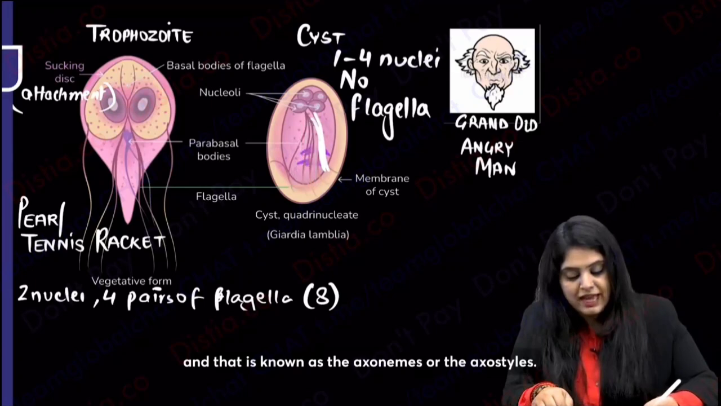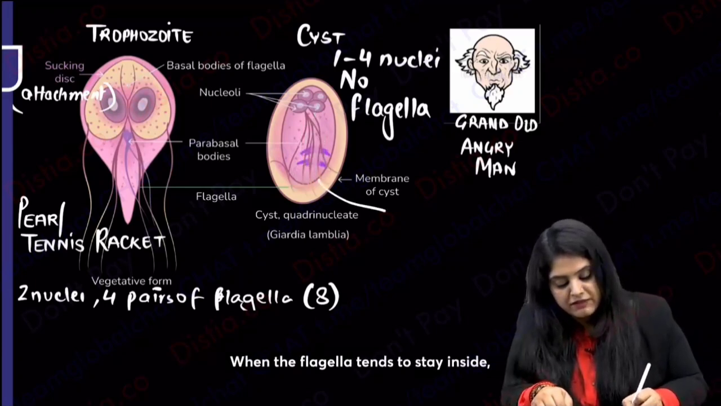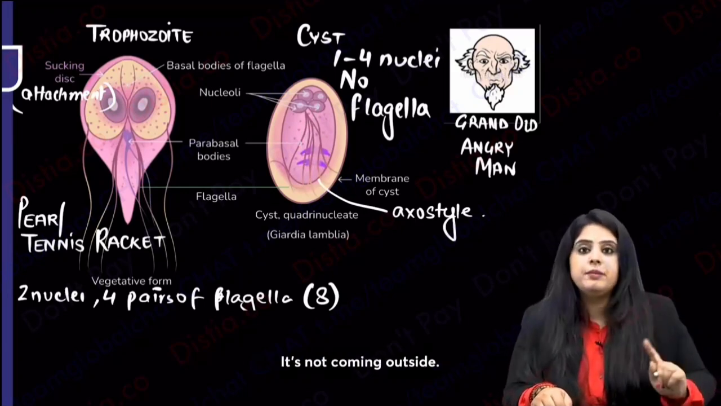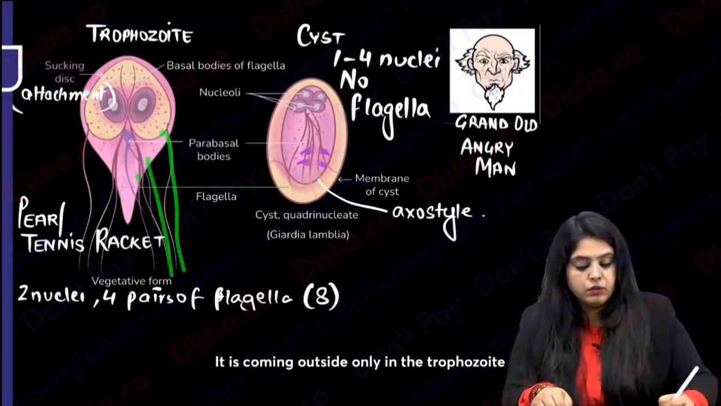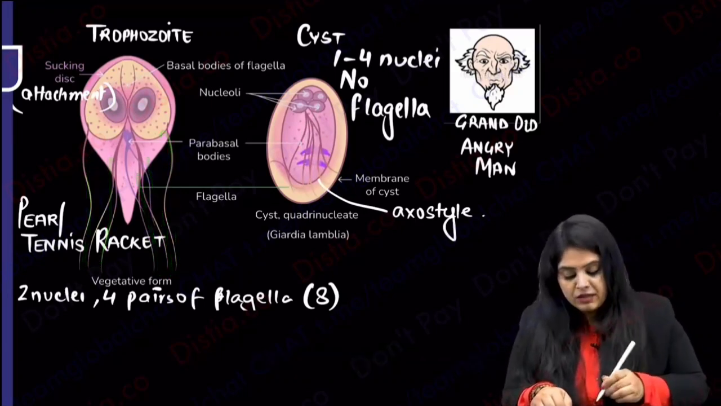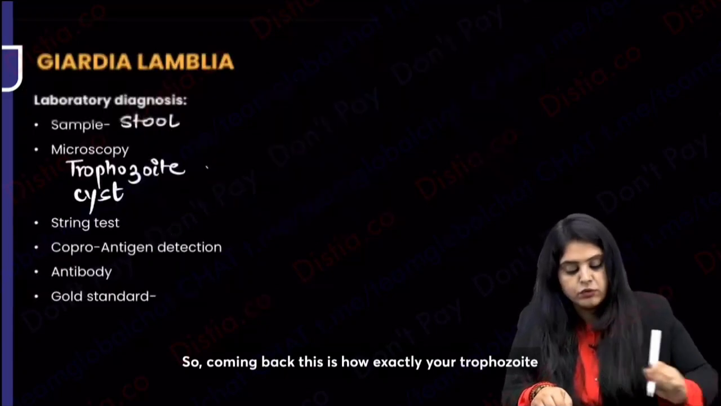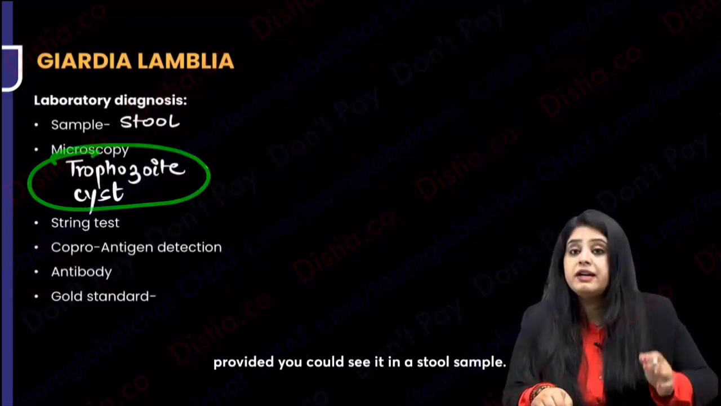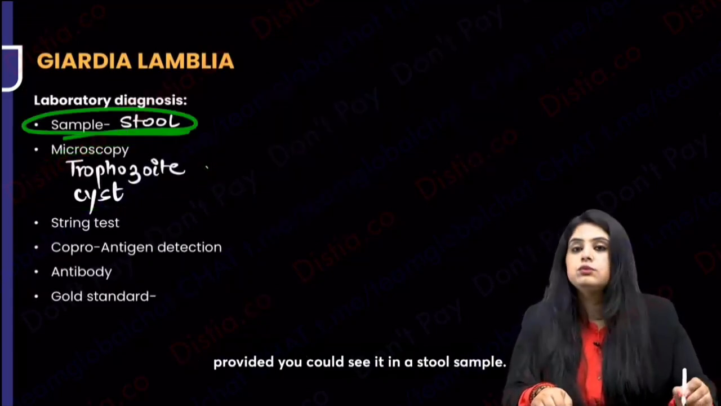And that is known as the axonemes or the axostyles. When the flagella tends to stay inside, that is known as the axostyles. It's not coming outside. It is coming outside only in the trophozoite where it's looking like a man. So coming back, this is how exactly your trophozoite and cyst form is going to look like, provided you could see it in a stool sample.